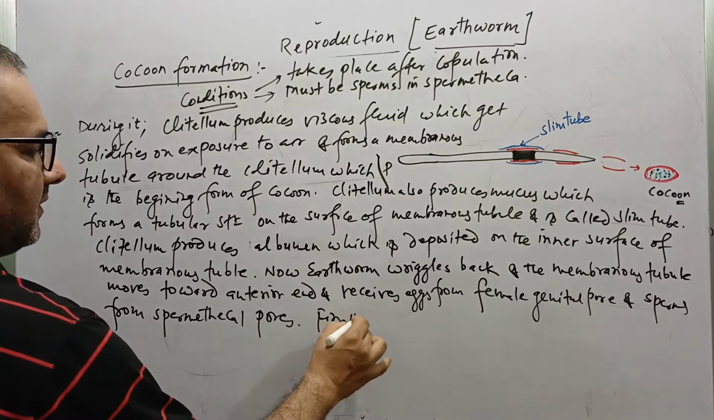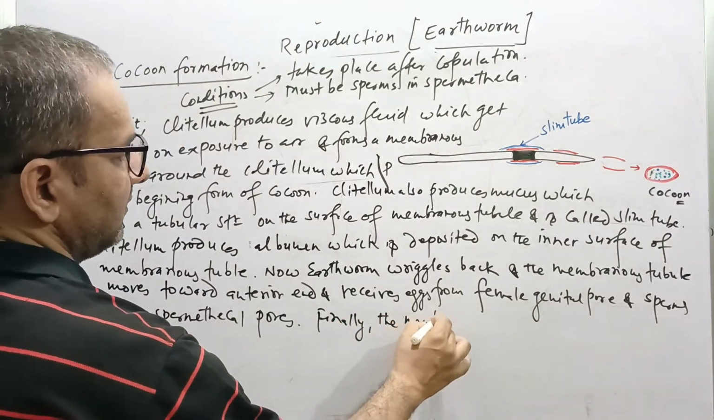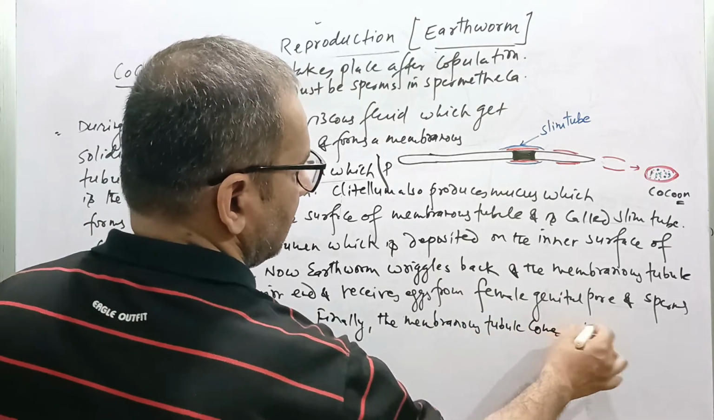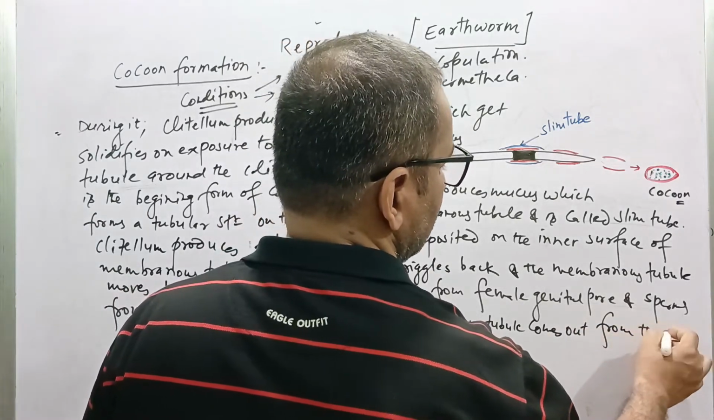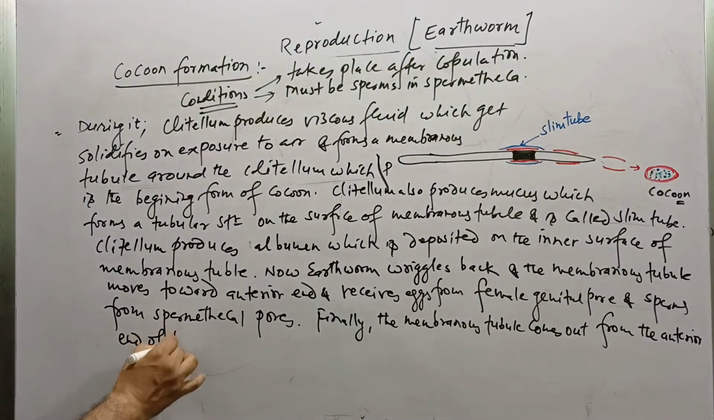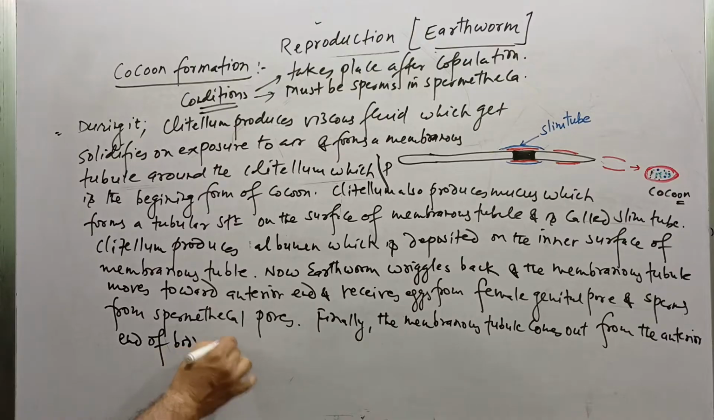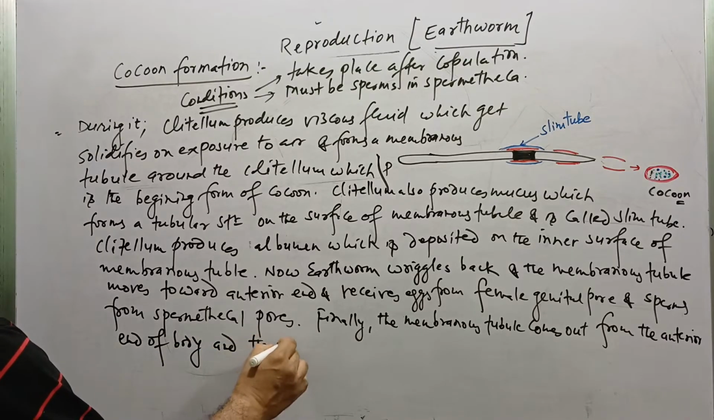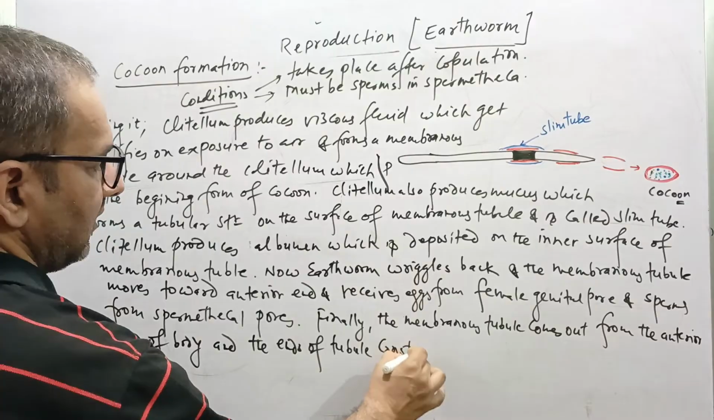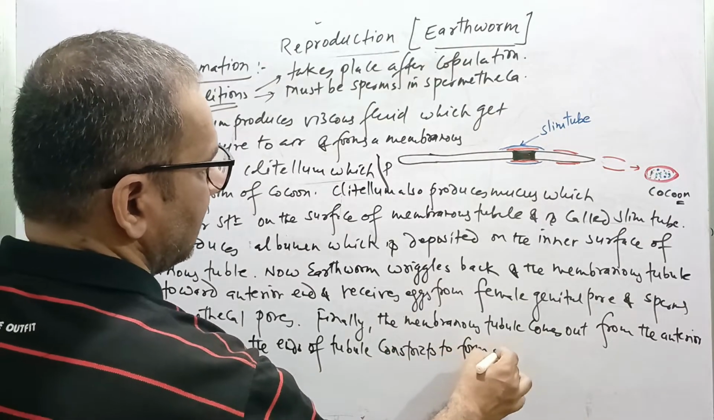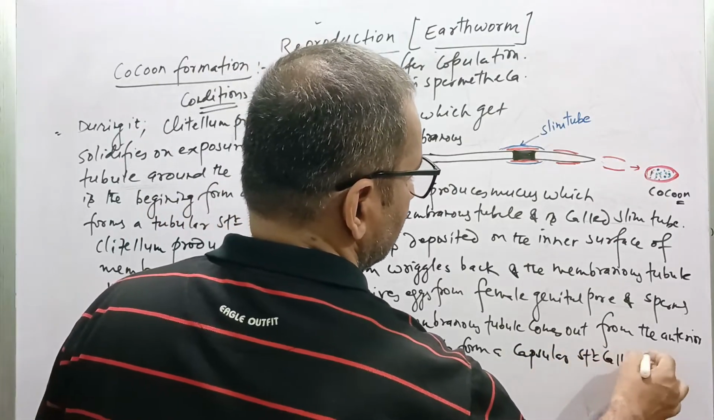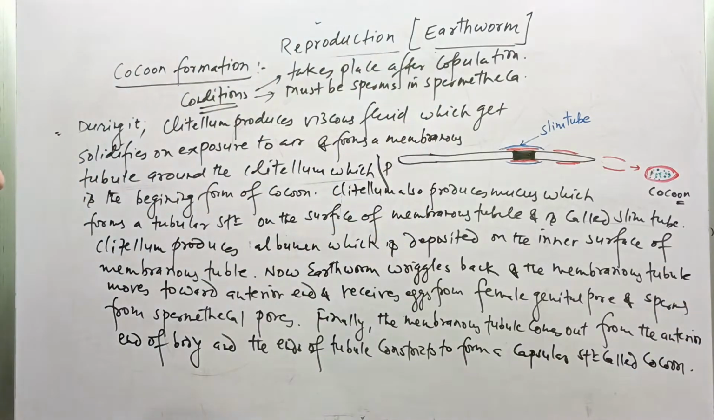Finally, the membranous tubule comes out from the anterior end of the body and the ends of the tubule constrict to form a capsular structure called the cocoon. So, what is cocoon?